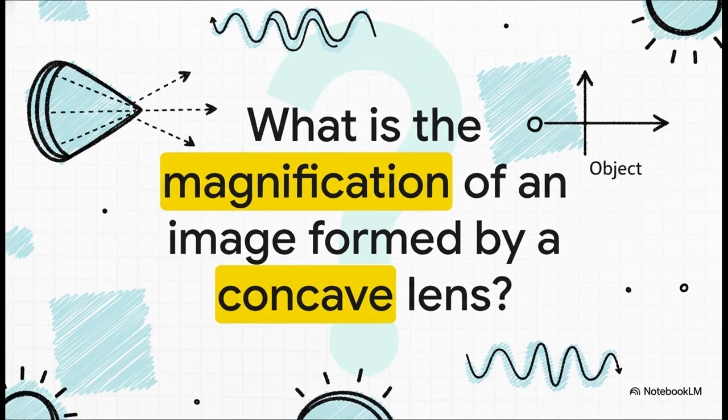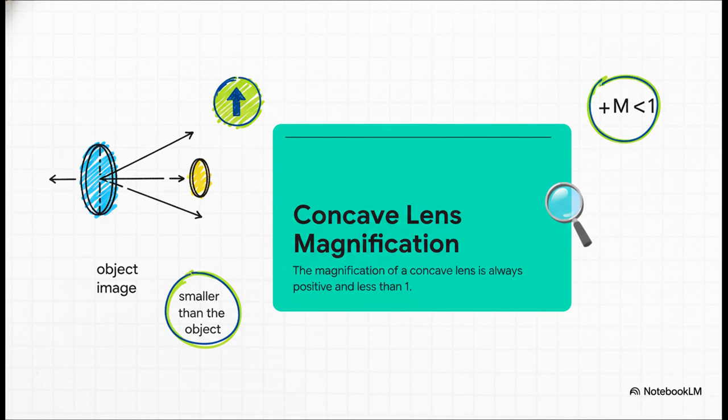All right, let's switch gears from mirrors to lenses. This question is all about magnification, but this time for a concave lens. And honestly, this one's all about remembering one simple rule. Here's the deal with concave lenses. They're super predictable. They always, and I mean always, make an image that is virtual, upright, and smaller than the object. So what does that tell us?